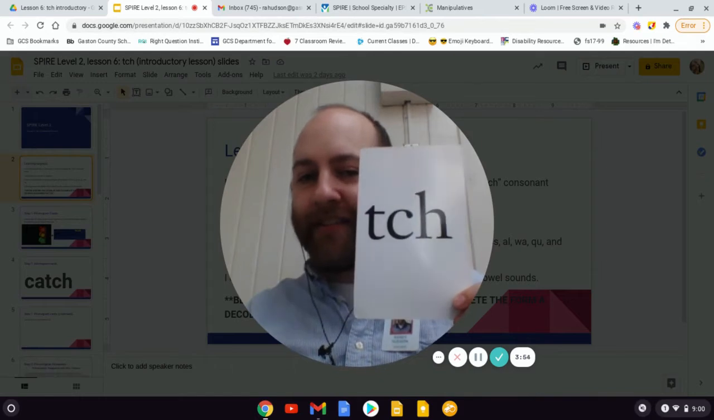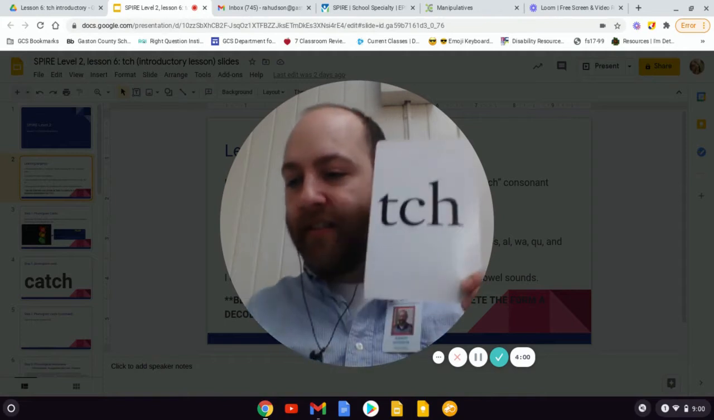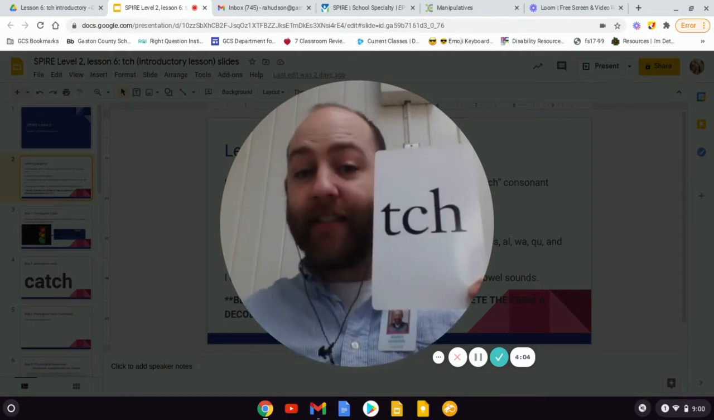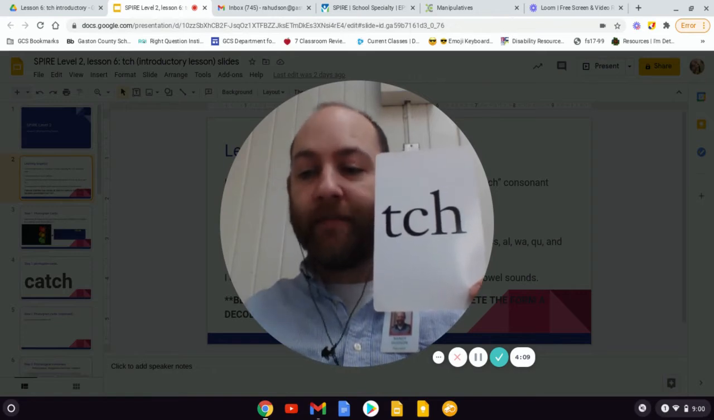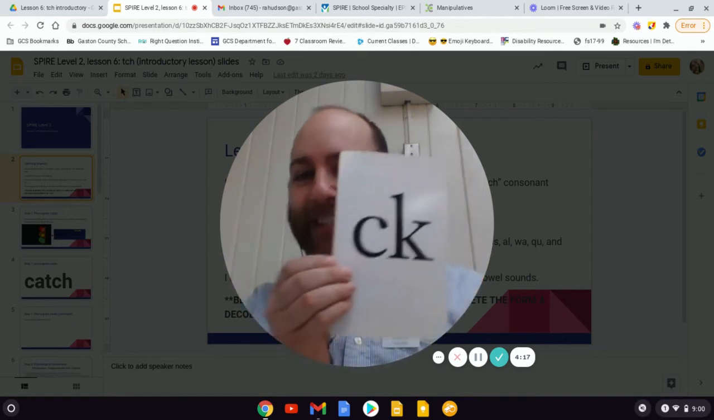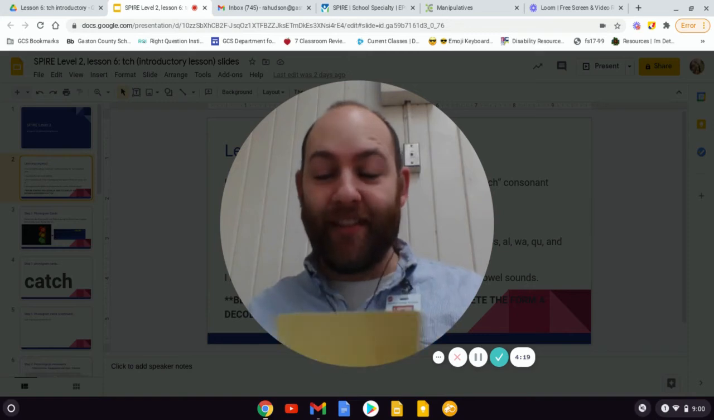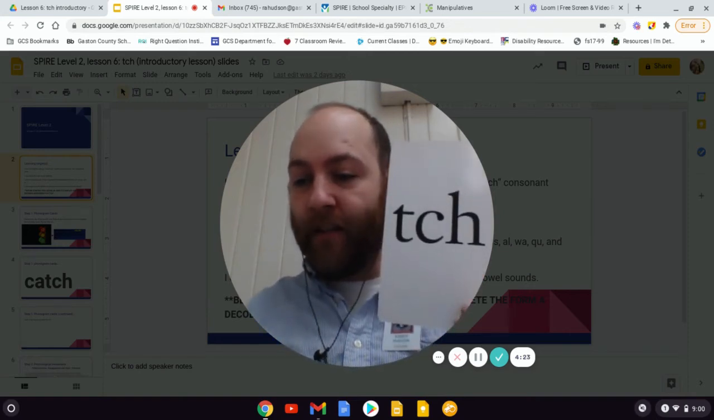What are these letters? T, C, H. These 3 letters say ch. When you see the letters T, C, H together, they always make the sound ch. They come right after a vowel at the end of a syllable. Something else does that as well. That's right, the CK does that as well. So you'll see this at the end of a syllable following that vowel.